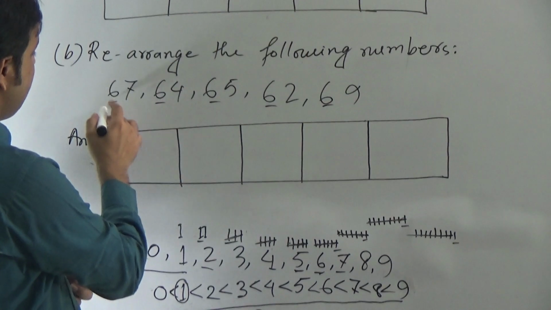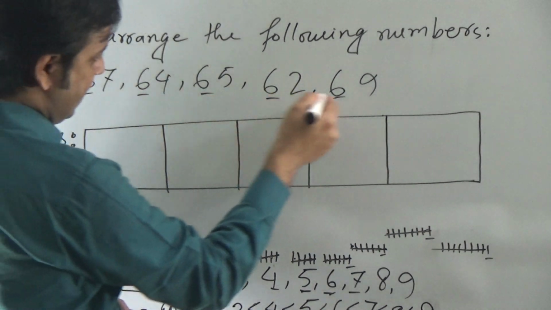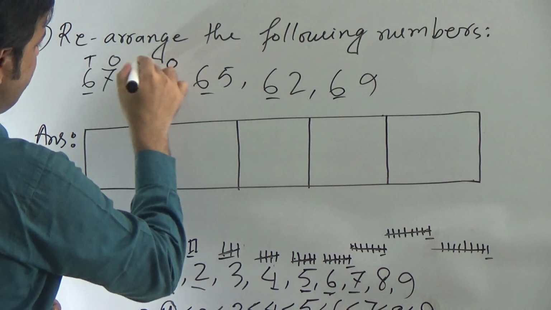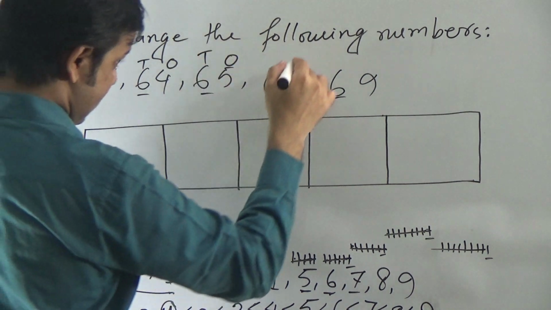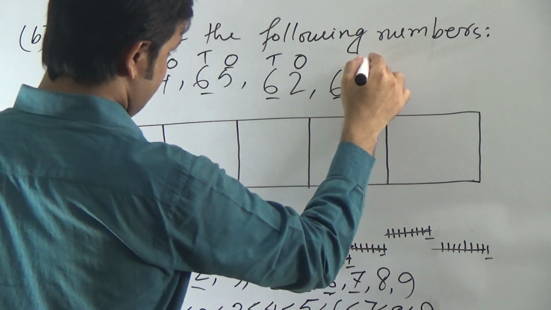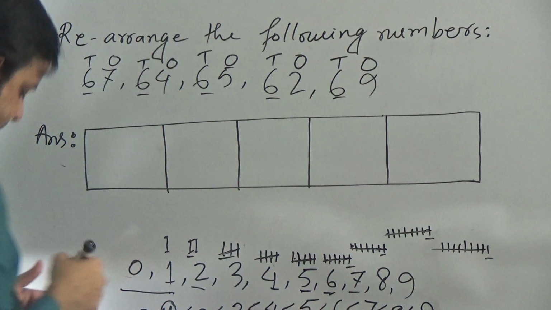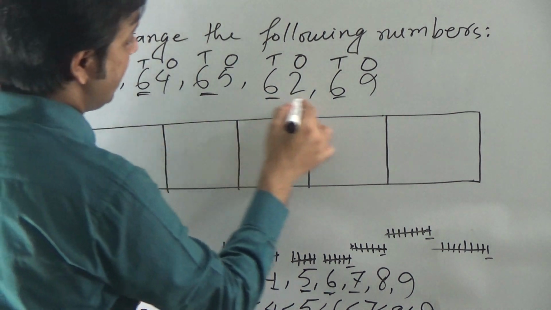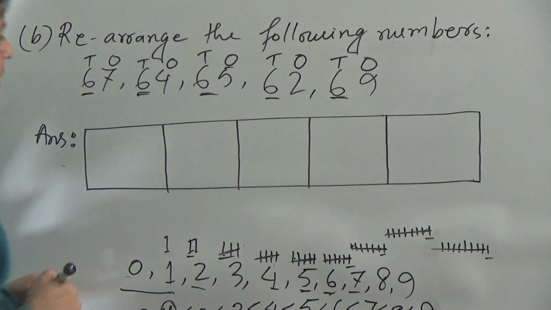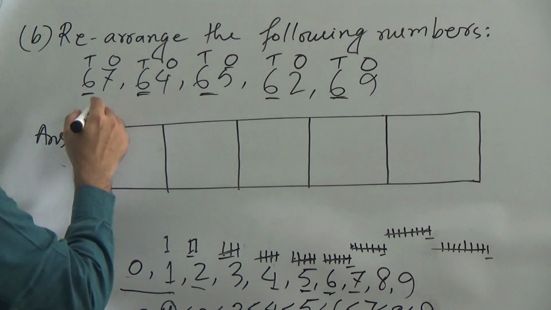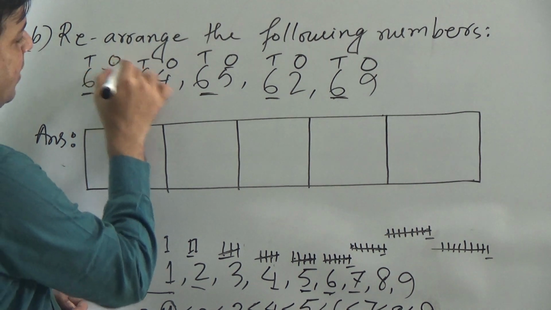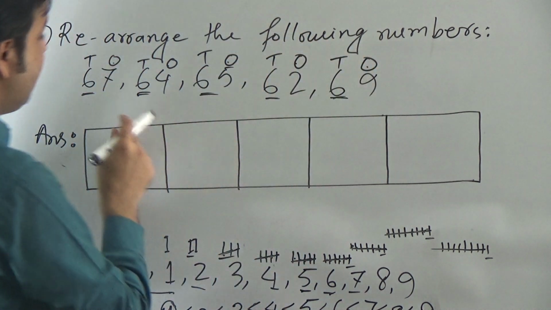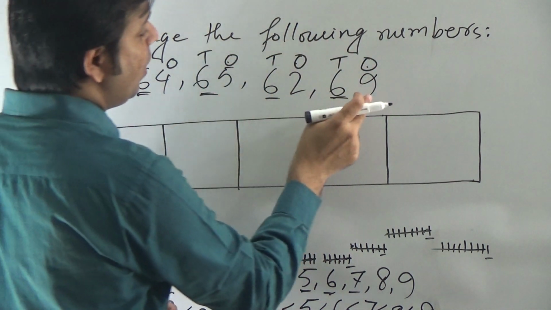Okay, dear students, now I need to arrange the numbers of question B. Here the numbers are 67, 64, 65, 62 and 69. Dear students, now see, all the tens places are the same here. The tens place is 6, so we need to compare only the ones place. Here the ones places are 7, 4, 5, 2 and 9.